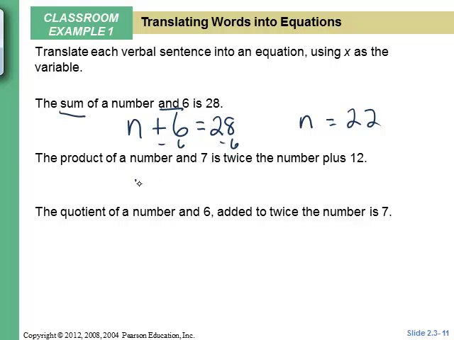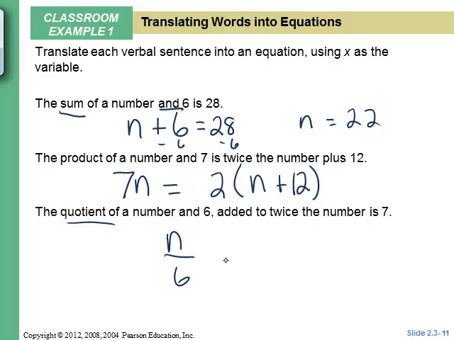The product of a number, I'm going to use the letter n, and 7, so I'm going to put the 7 in front of that, is twice the number plus 12. That one's a little bit more complicated. I'm not going to solve it now. Well, we'll solve it later on when we get to it. The quotient, that means divide, of a number and 6 added to twice the number is 7. So there you see you've got a fraction going on that you're going to have to be careful about when you solve that equation. Let's do the next one and see how you do.